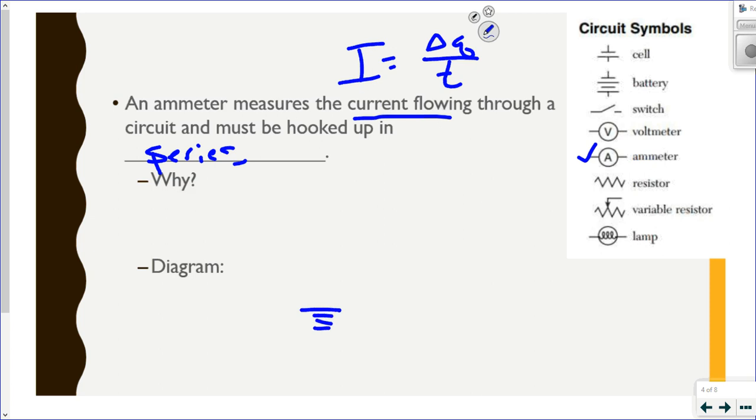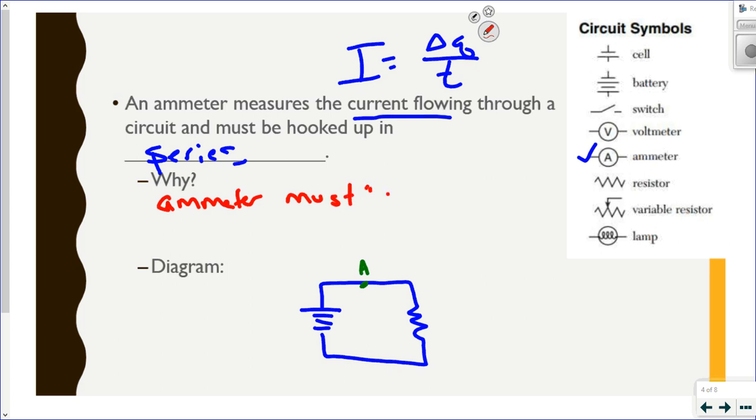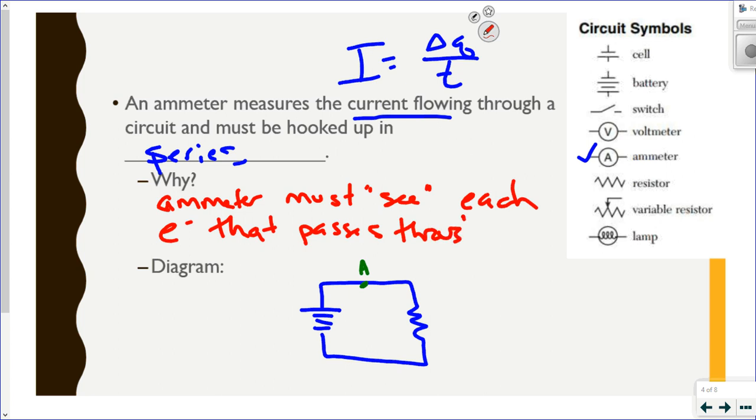So let's draw another diagram. Here's your battery, and again, a simple diagram. I'm hooking it up to the resistor, as you see here. Now, I want to measure current at a specific point. For example, I might want to measure at point A, as opposed to the potential difference or the voltage I measure between 2 points. Current is measured at a single point. If I want to measure it here, the ammeter must see each electron that passes through our circuit, or each path.